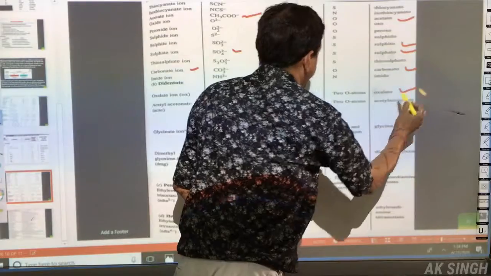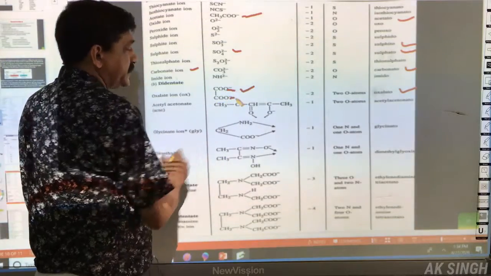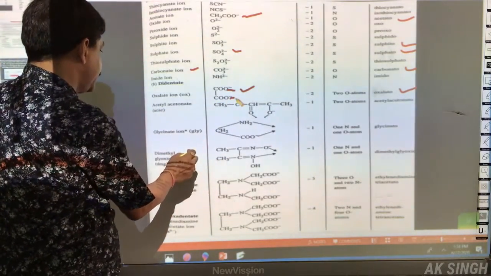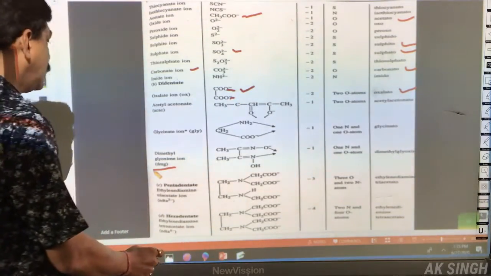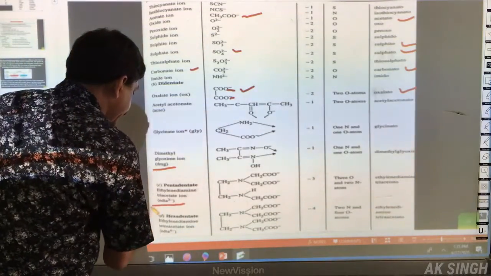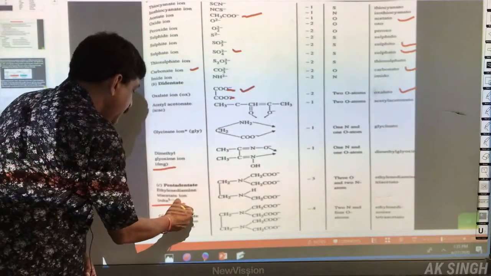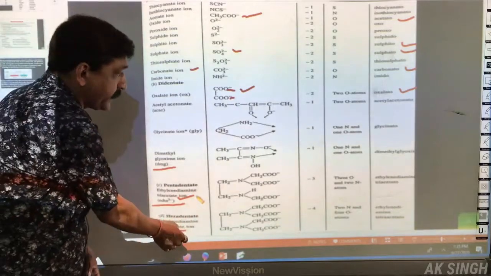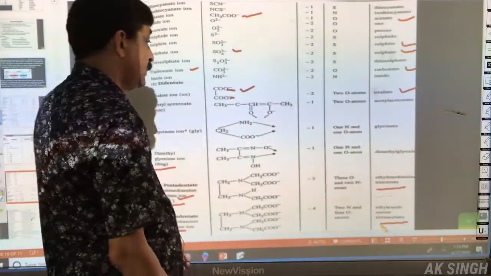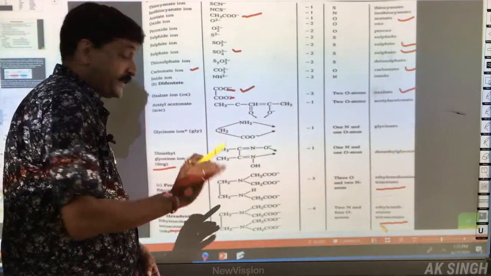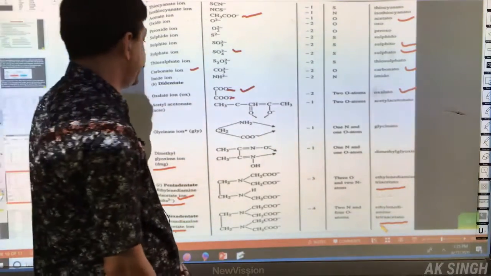Oxalate, we write oxalato, the oxalate ion from oxalic acid. It is bidentate, two attaching sites. Glycinate ion, likewise DMG, dimethylglyoximate ion. It is also a bidentate ligand. Now EDTA3 and EDTA4: ethylene diamine triacetate ion and tetraacetate ion, 3 negative and 4 negative. So ethylene diamine triacetato, tetraacetato. Depending on donor sites, it is pentadentate, 5 donor sites, or hexadentate, 6 donor sites.